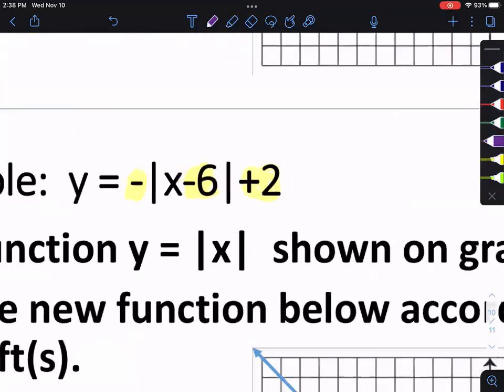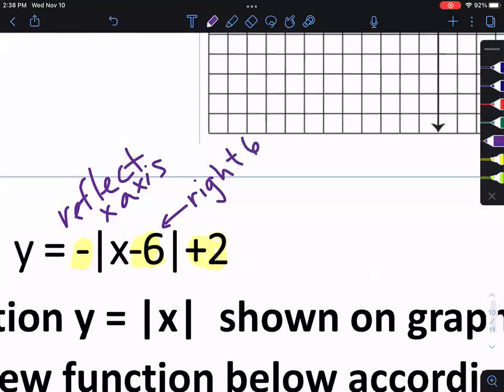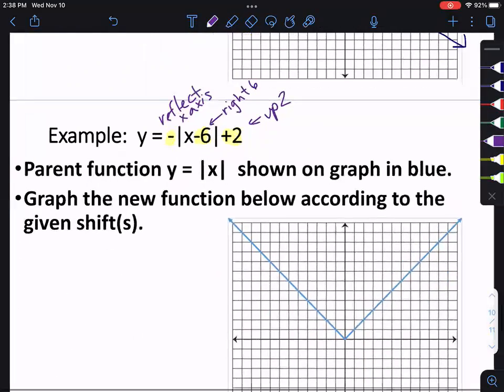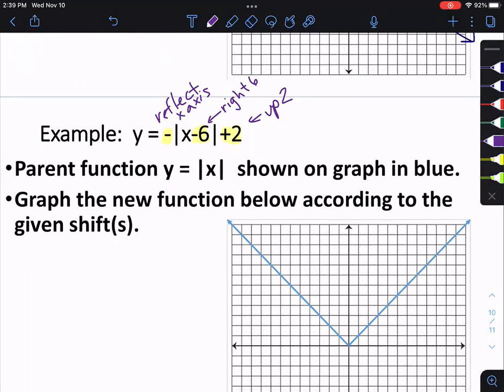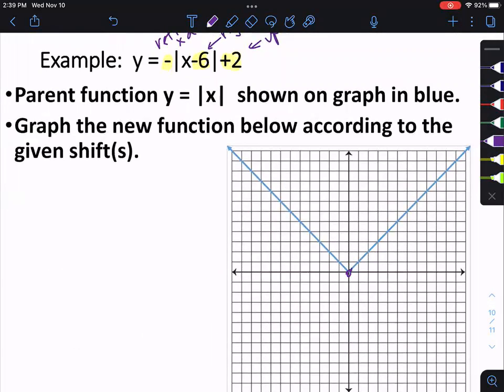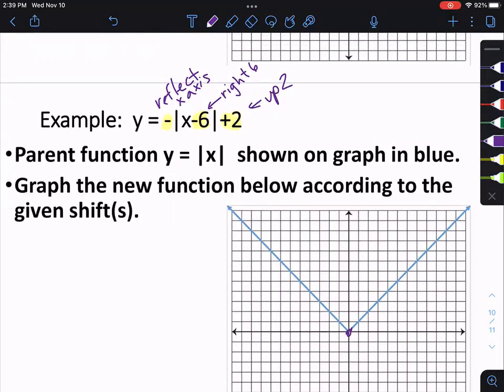So I know that I'm being reflected over the x-axis. The -6 is going to move us right 6, the +2 is going to move us up 2. So automatically knowing all of that, I'm going to take this original point here, 0, and I know that it needs to move to the right 6 and up 2. Right there.